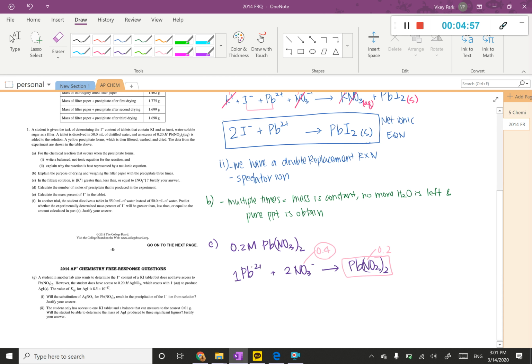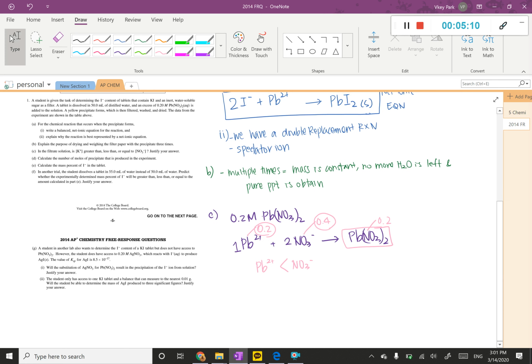0.4 of NO3-, and I am going to have 0.2 of Pb2+. So which one am I going to have more of? I am going to have more NO3- than I will Pb2+. Okay, easy peasy? Okay, cool.